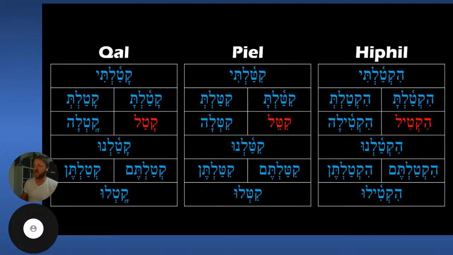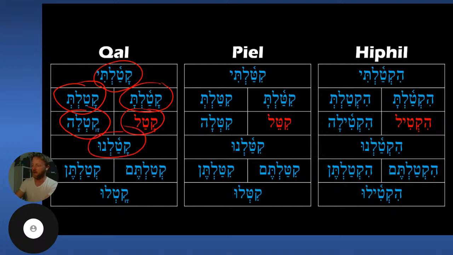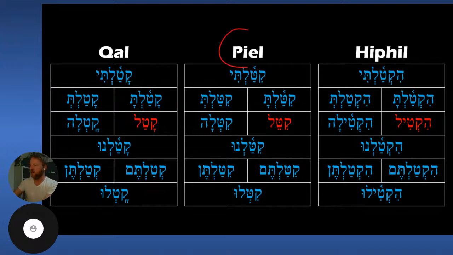What's interesting is that this is the kal: katal, katalti, katalta, katalt, katal, katla, katalnu, kataltem, kataltem, and katlu. What we saw in the PL was exactly the same endings: t, ta, nothing, a, nu, tem, ten, and u. They're all the same endings. So this is what makes Hebrew verbs easier, because even when we go into the hiphil, we're going to have the same endings. The endings are exactly the same.